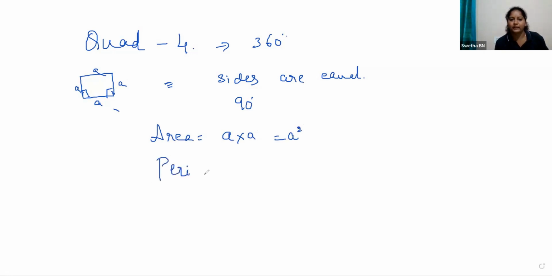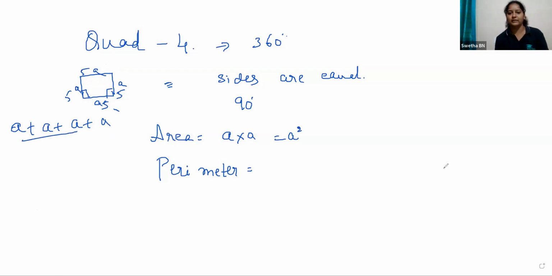What is perimeter of the square? Perimeter is nothing but boundary, the length of all the sides, right? See, A plus A plus A plus A. Say if it is 5, all the sides are equal, 5. What is the total length? 5 plus 5 is 10. 10 plus 10 is 20. So it is the sum of all the sides. So it is A plus A plus A plus A, that is 4A. That is perimeter of the square.